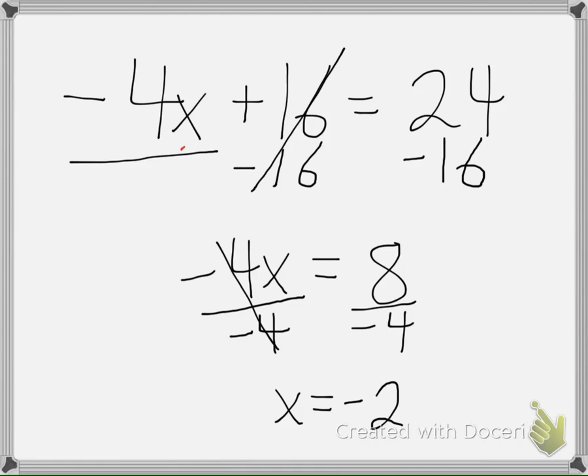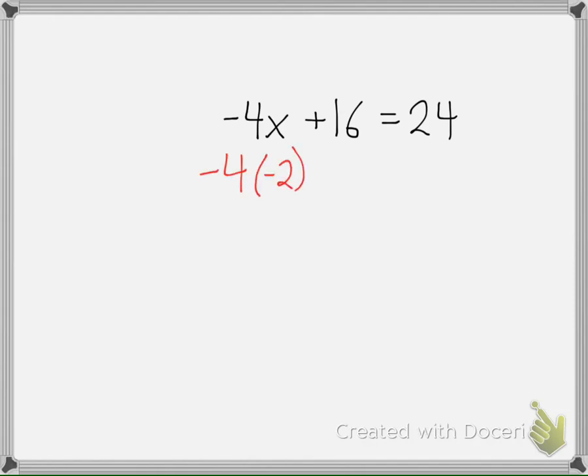Now once again, we can do a check. If I take my original equation, which is negative 4x plus 16 equals 24, and I replace x with negative 2, since that's what we got as our solution, so I have negative 4 times negative 2 plus 16 will hopefully equal 24.